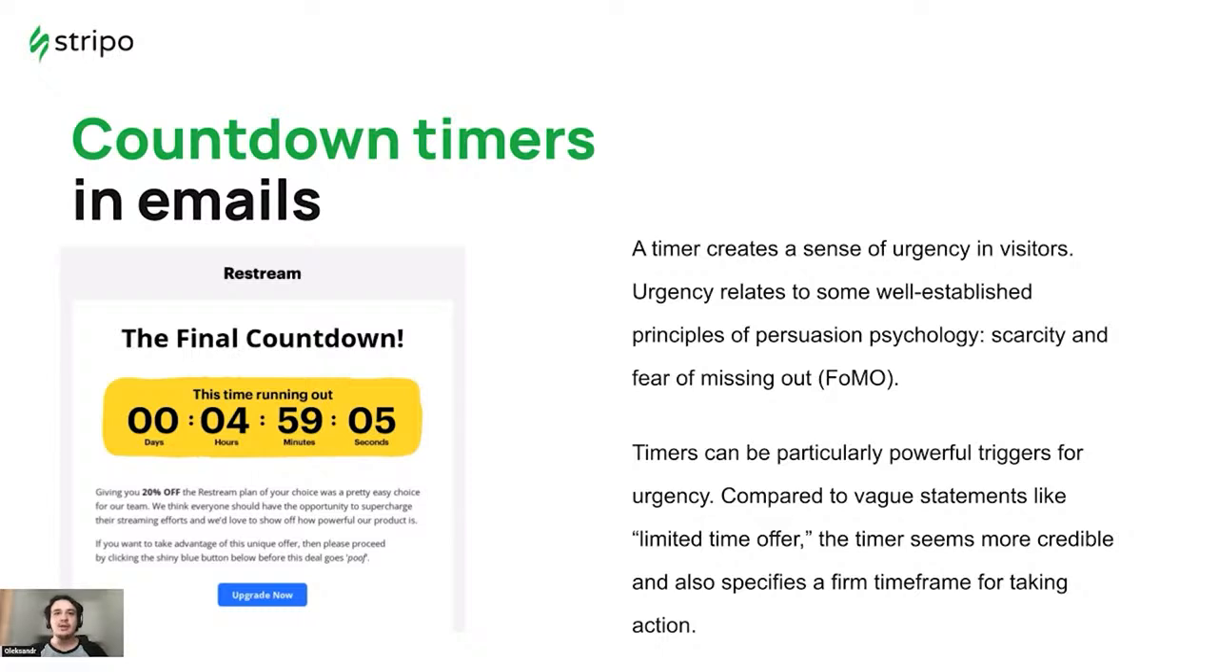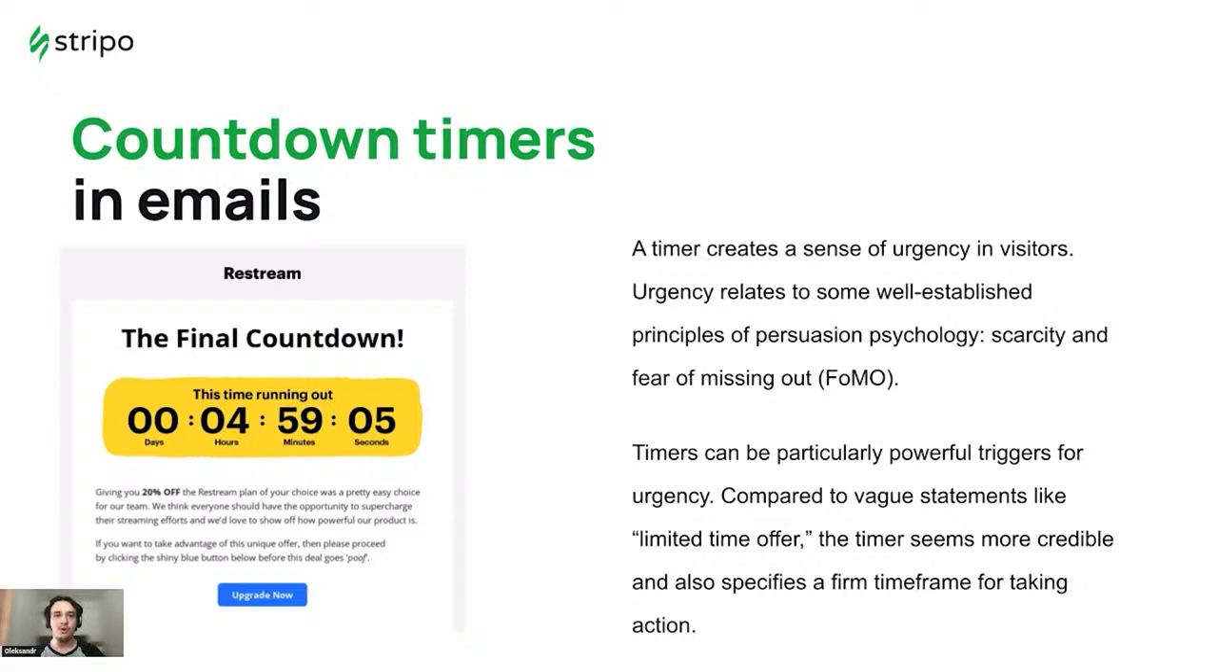A timer creates a sense of urgency in visitors. Urgency relates to some well-established principles of perception psychology: scarcity and fear of missing out. Scarcity is one of Cialdini's six principles and is used by many, if not most, e-commerce sites in one way or another. When an item is thought to be in short supply, it is more desirable than the same item in abundance.